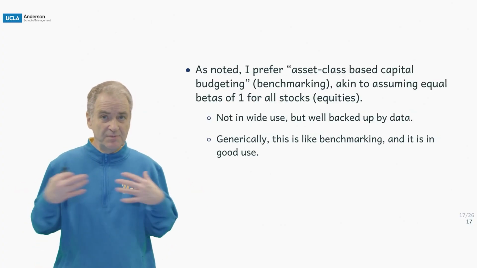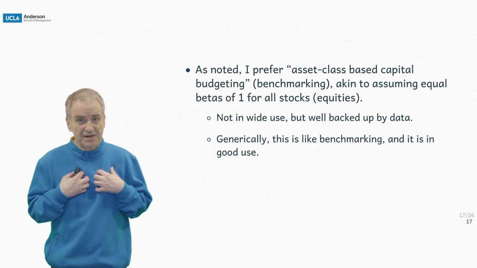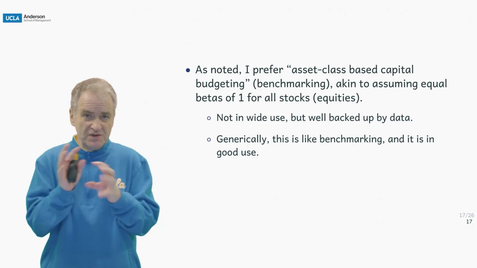And as I said, I prefer asset class-based benchmarking, similar to assuming an equal beta of 1, so not trying to distinguish among them.